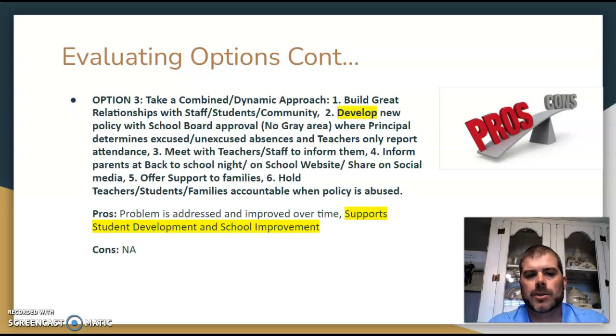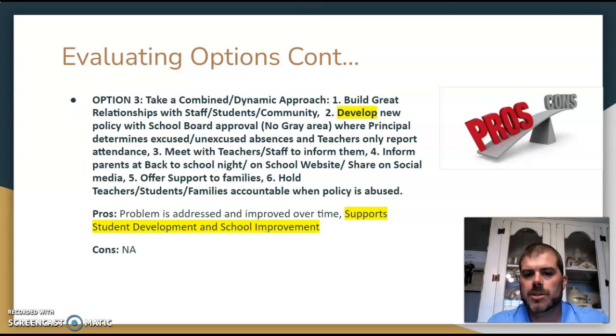Evaluating options continued. Taking a look at option three here. This combined and dynamic approach where we build great relationships, we develop a new policy where the principal determines excused and unexcused absences, teachers only report attendance, there's no gray area, our policy is black and white, and everyone understands this is what we need to do to support student development and school improvement.